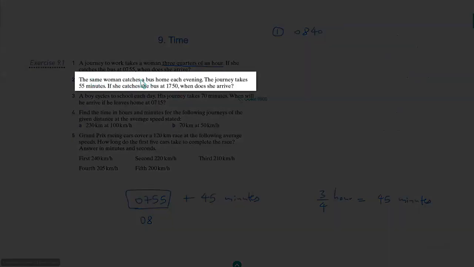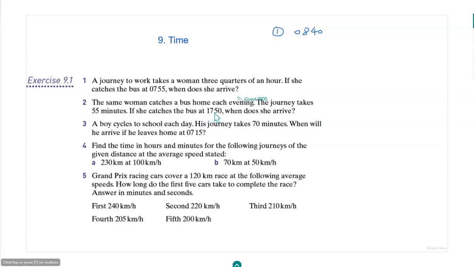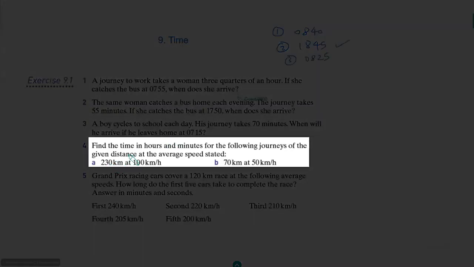The same woman catches a bus home each evening. The journey takes 55 minutes. She catches the bus at 17:50. When does she arrive? 55 minutes after 17:50 means what? Yes, that's the right answer. 17:50, 18:45, right?